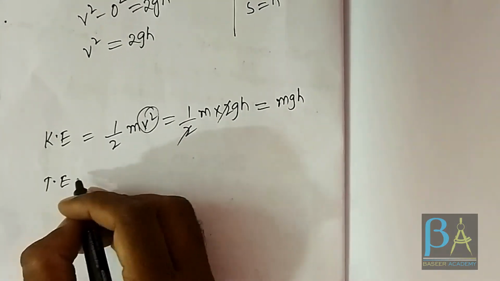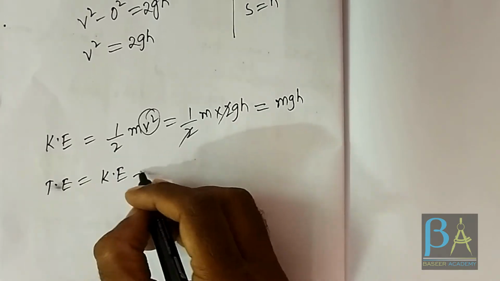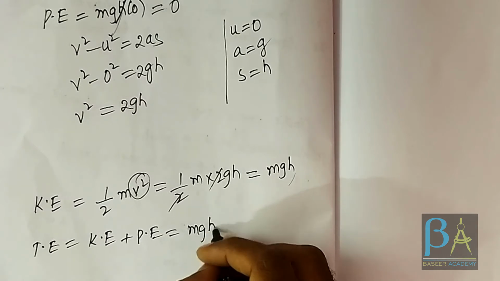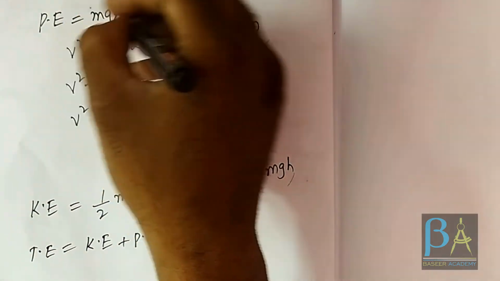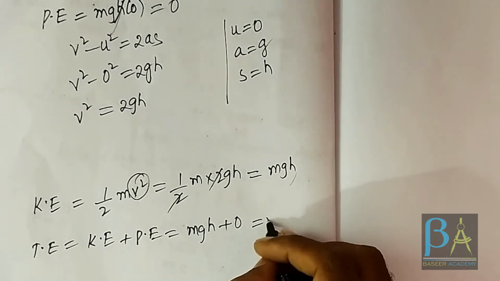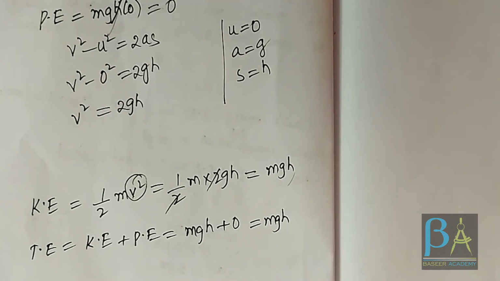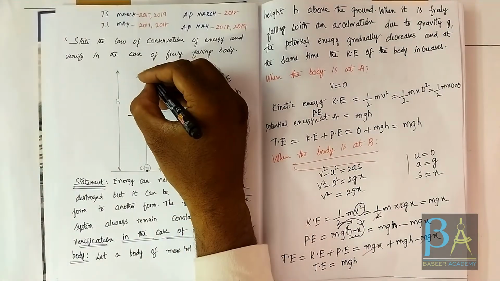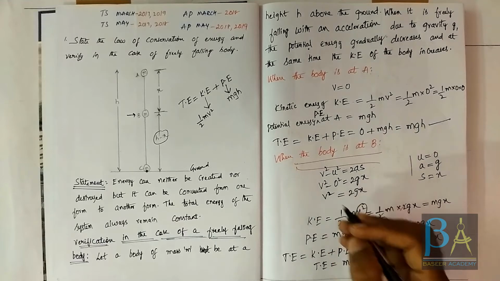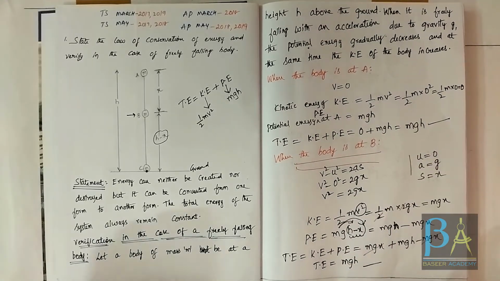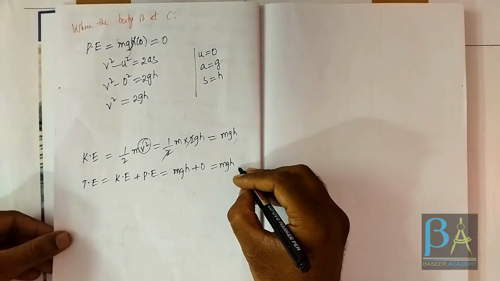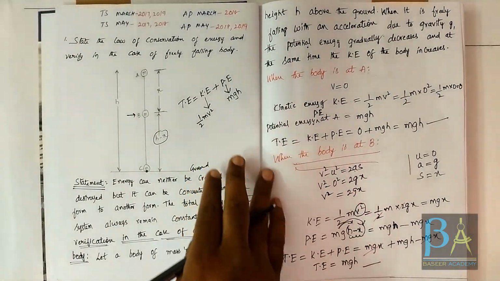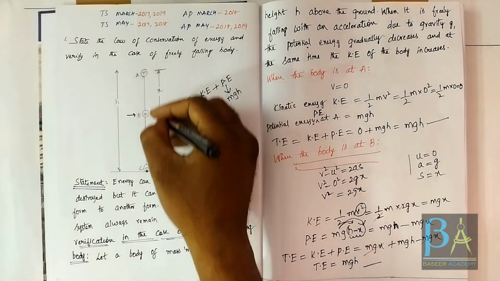So the total energy again is going to be the sum of kinetic energy and the potential energy. Kinetic energy, we got it as mgh, and the potential energy, we have it as 0. mgh plus 0 gives us mgh. So the total energy at point C is also mgh. The total energy at point A, we got it as mgh. The total energy at point B, we got it as mgh. And the total energy at point C, we got it as mgh. And so we can say that the energy is conserved in the case of a freely falling body.